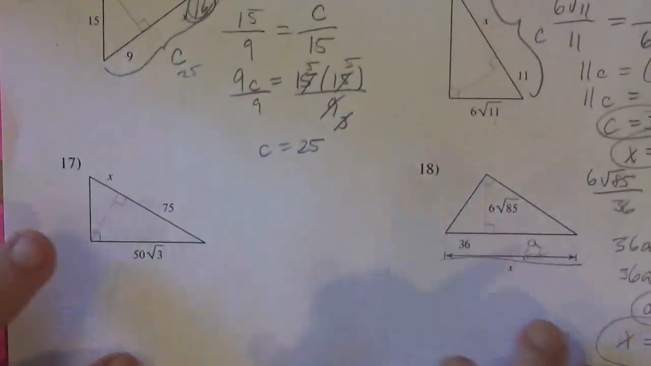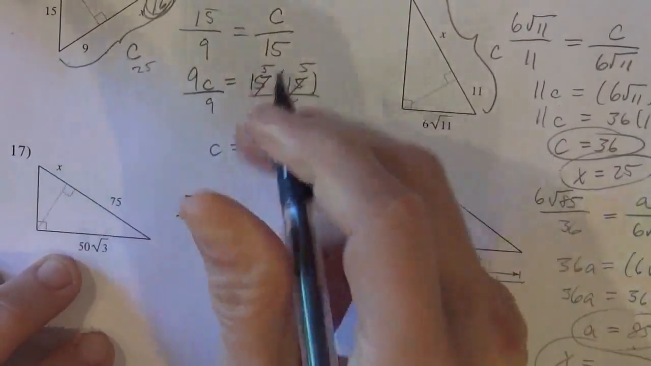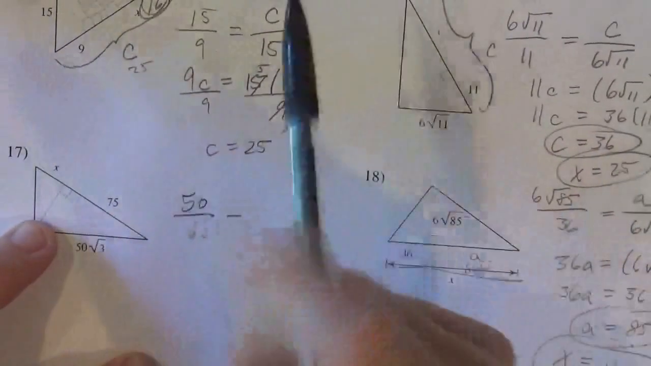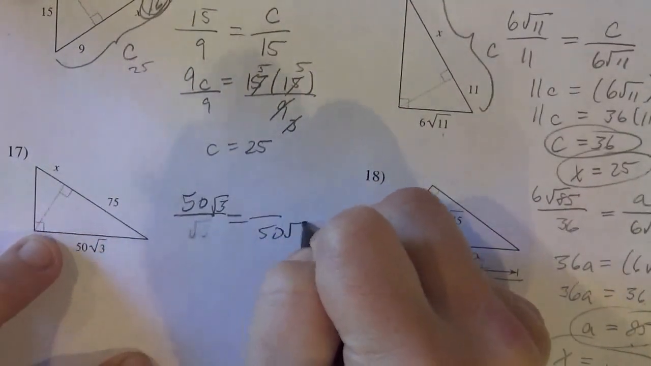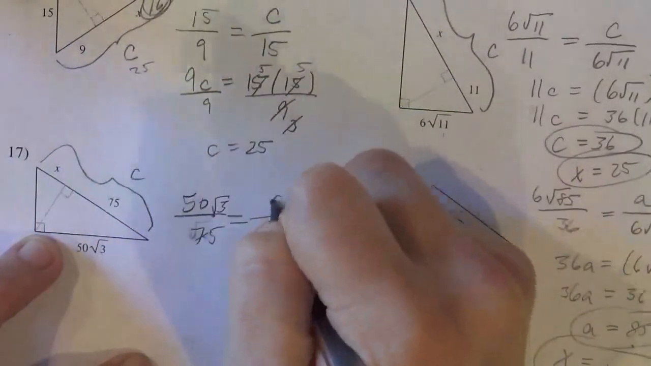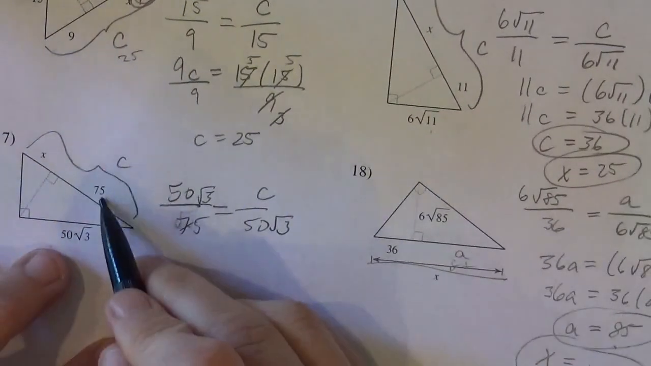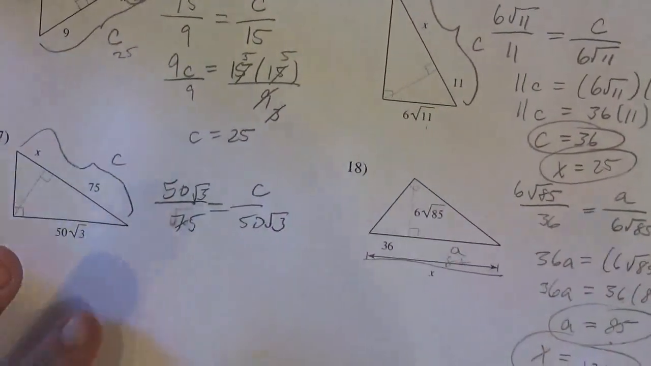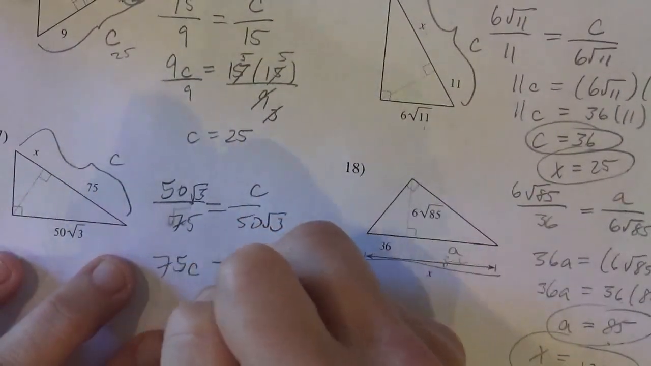Alright, one more. So we're going to put the 50 root 3 here, and then the 75, and I'll call this whole thing C again. Sometimes they put the 75 over there, and then you have to put an X there, and sometimes you have a little bit more algebra to do, but as long as you keep the pieces straight, you're going to be okay.